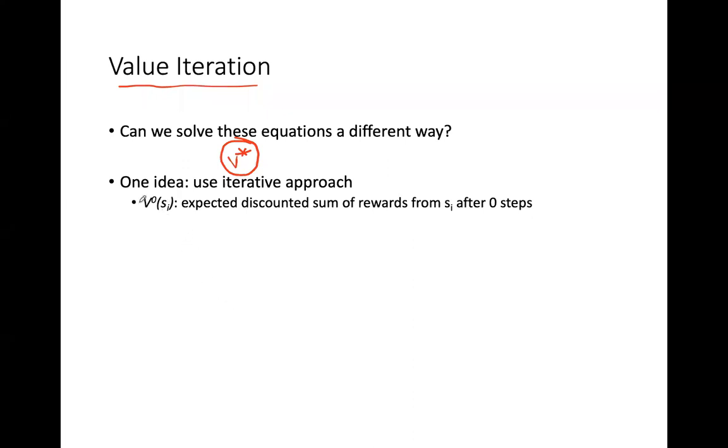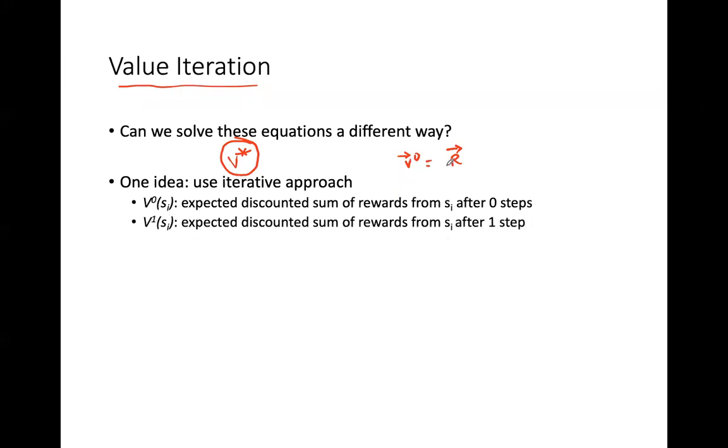And this one is actually really easy to compute. If I just start in a state and then I don't run my chain at all, then the only reward I get is the immediate reward I got for being in that state and nothing more. So V0, and again, I'm going to compress the notation to use vectors, is simply the immediate reward. For any state, the 0-step reward is simply the immediate reward for being in that state.